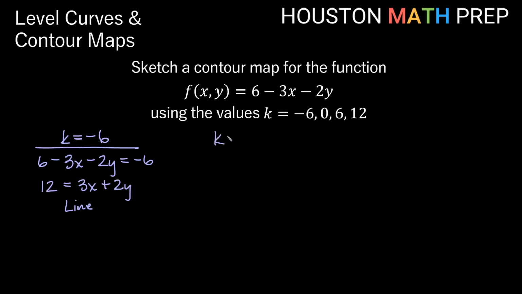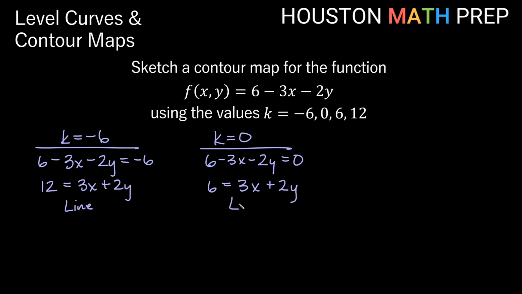Looking at k equal to 0, if we set our function of x and y equal to 0, 6 minus 3x minus 2y equals 0, there's really nothing to combine as far as constants go, so if I just simply take our variable terms over to the other side, we get 6 is equal to 3x plus 2y. What you'll start to notice, I think, is that when you solve these, you get the same slope, but you're just getting different intercepts. So this is also going to be a line. It will have the same slope as the other one.